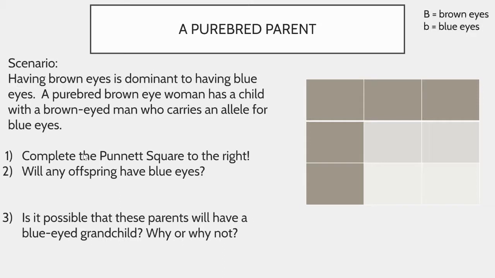First, I'm going to use big B for brown eyes because that's dominant, and little b for blue eyes because that's recessive. Mom is going to be big B, big B, because she's a purebred brown-eyed woman. She is a homozygous dominant brown-eyed woman. And dad is going to be big B, little b, because he's a brown-eyed man. He has brown eyes, so he has to have at least one big B, but he carries the allele for blue eyes, which is little b.